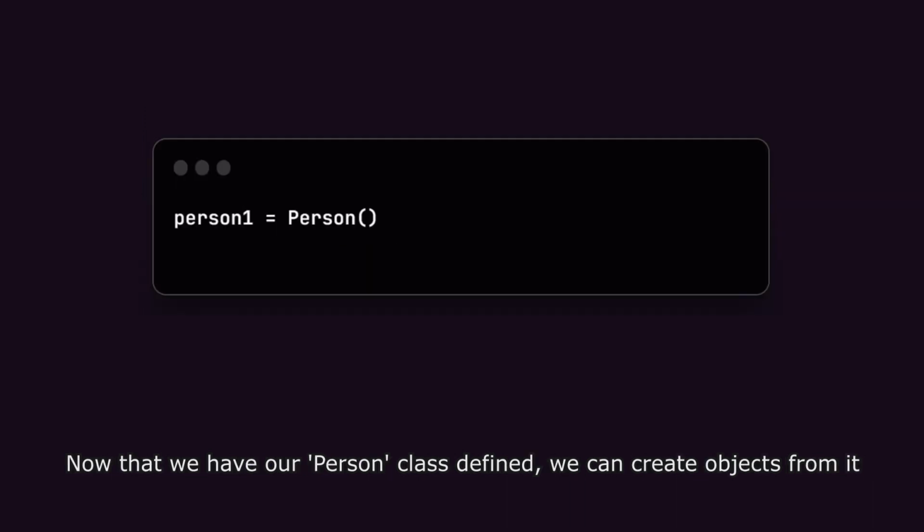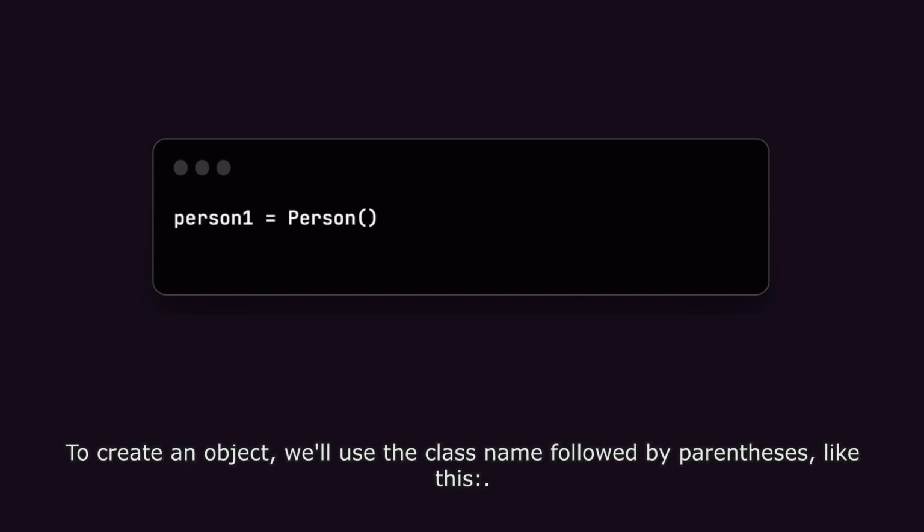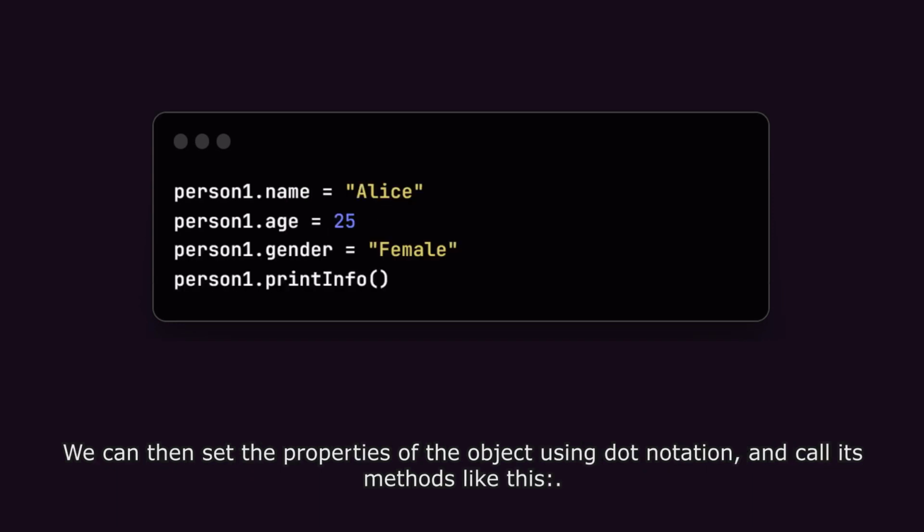Now that we have our Person class defined, we can create objects from it. An object is an instance of a class, a specific version of the blueprint. To create an object, we'll use the class name followed by parentheses like this. We can then set the properties of the object using dot notation and call its methods like this.